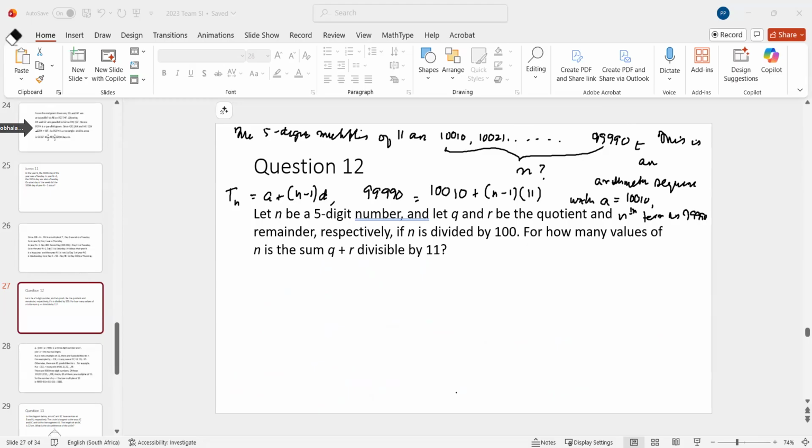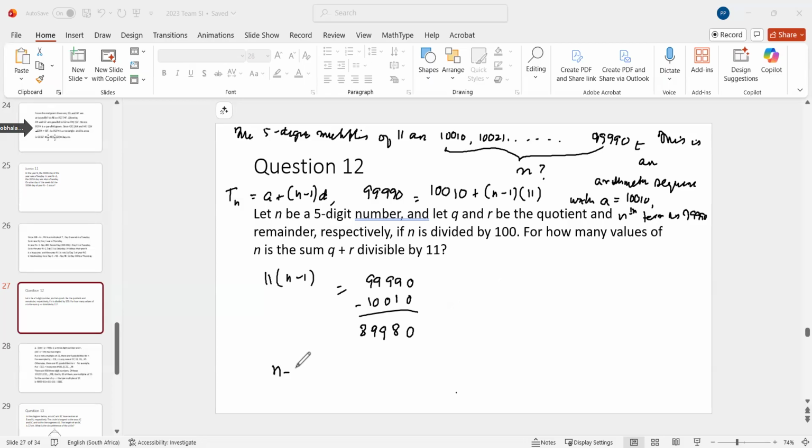So really what happens is that I need to solve for n here. So you have 11 into n minus 1 is equal to 99990 minus 10010. If you take it to the other side, you get 89980. So 11 into n minus 1 is this number.